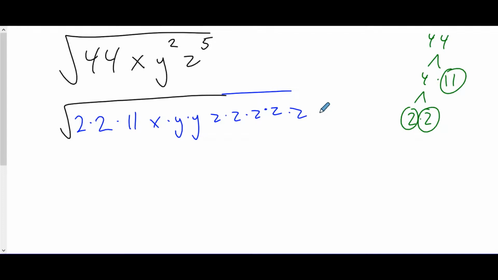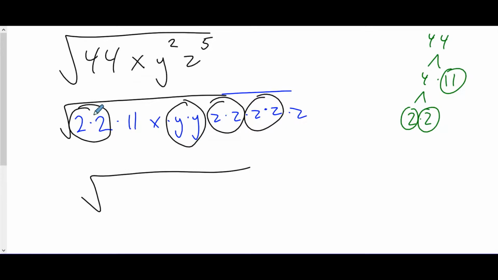So we want to make groups of 2. I can make a group of 2 2's. There's only one 11. There's only one x. I've got a group of 2 y's, one group of z, another group of z. There's one left over. So we can take out a 2, 1 y, 1 z, and another z. So I could write z times z, but I would need to simplify that. So I might as well just write z squared. And left inside is the 11, 1 x, and 1 z.